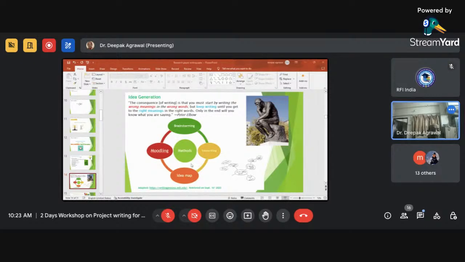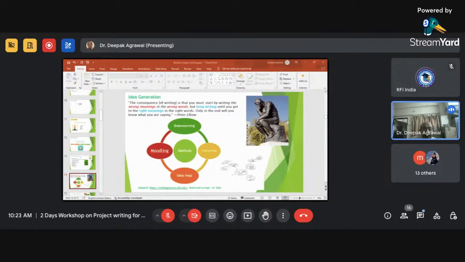Now, regarding idea generation, four types of methods are recommended. The first one is brainstorming. That is thinking about ourselves. Just keep on thinking, okay, what we can do, how we can do. And all this brain mapping and storming can be done with your mind.